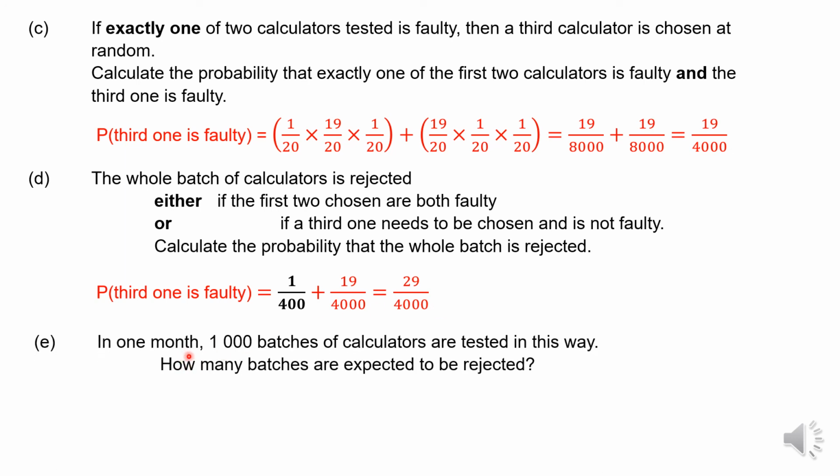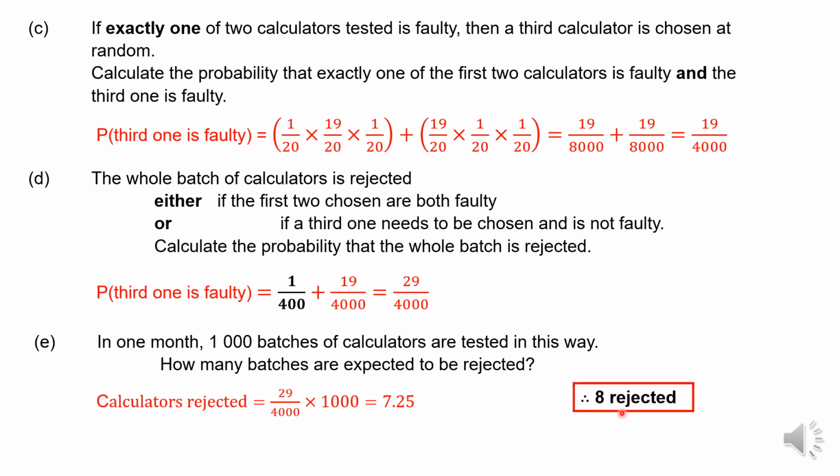Now, in 1 month, 1,000 batches of calculators are tested in this way. How many are expected to be rejected? We already know the probability for a batch to be rejected: it's 29 over 4,000. Simply multiply that by 1,000. Now you get 7.25. You can't have 7.25 calculators, and you also can't round down, so 8 will be rejected. Okay? So this is what we are looking at.